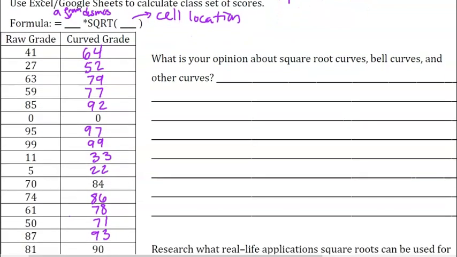After completing that table, answer these questions. What is your opinion about square root curves, bell curves, and other curves? By the way, a bell curve is just the middle percentage has the most, and then there's some that are really low and some that are really high. Bell curves could actually lower grades. Look those up and compare, contrast them, and what are your opinions about them.